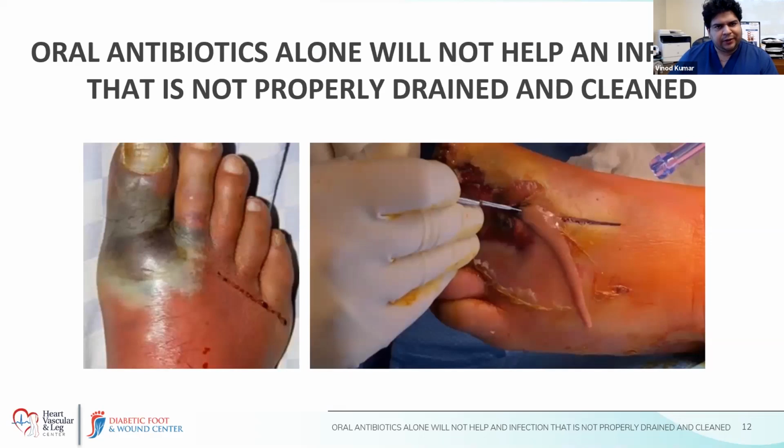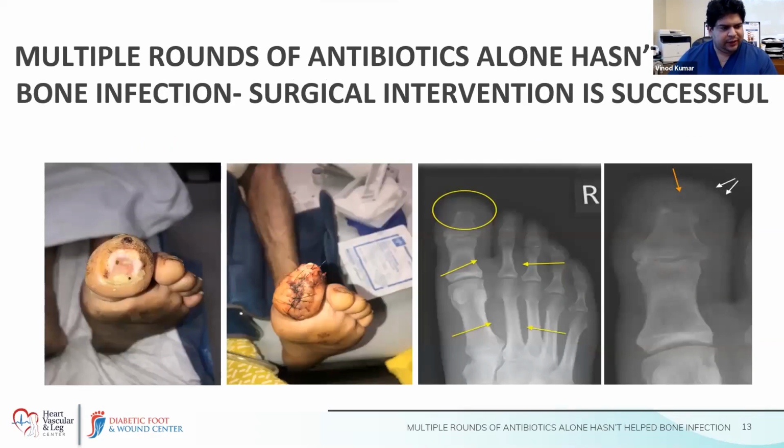The longer you wait, the longer we compromise the tissues, and the higher the chances of an amputation. On the next slide, this is a patient who had a wound on the tip of the toe. He's had it for months. He's seen multiple other doctors. He came to our clinic for a second opinion because he was never healing.